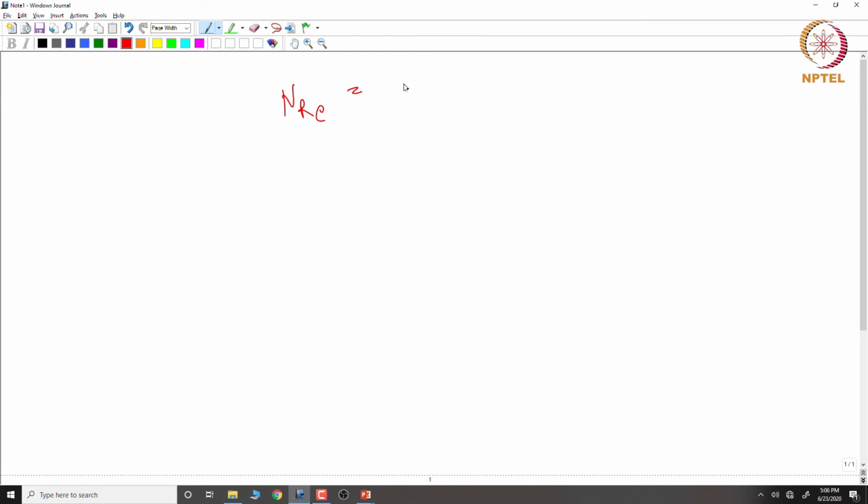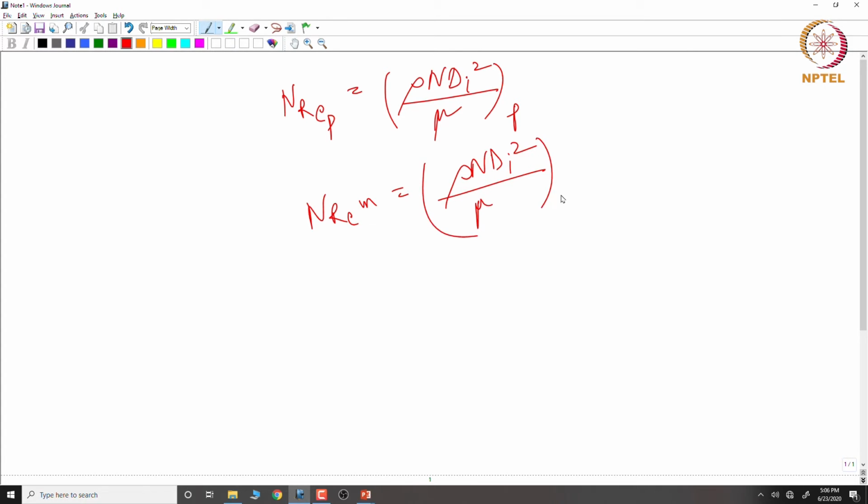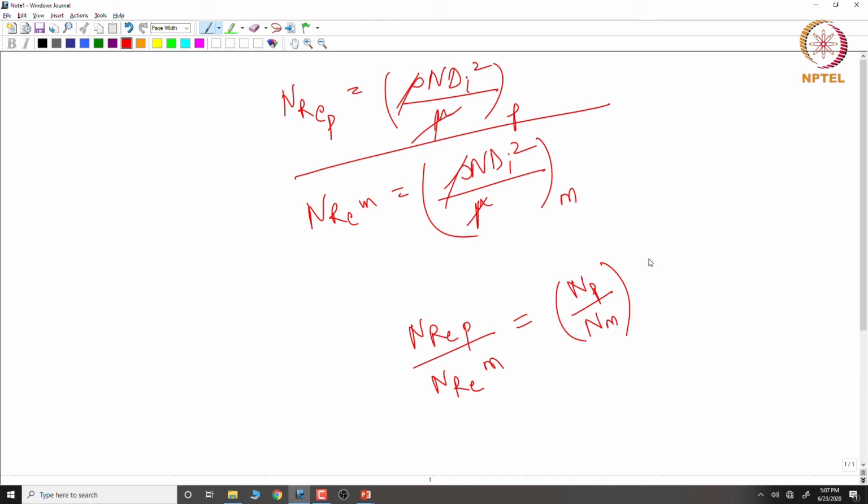So NRE is what? Rho NDI square by mu. So let's call this for the prototype. And NRE for model type is rho NDI square by mu for the model type. Now mu and rho are the same. Now in terms of the prototype, if we divide this, so NRE at prototype to NRE at model type will become equal to NP by NM multiplied by DIP by DIM the whole square.